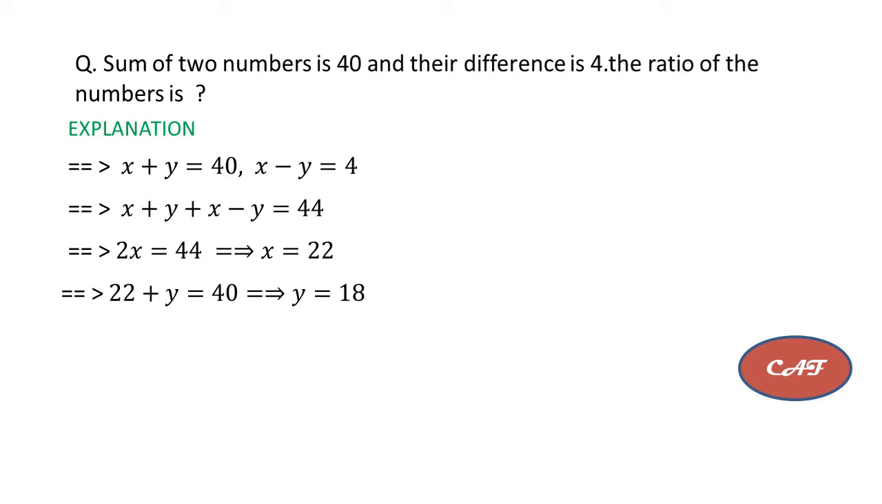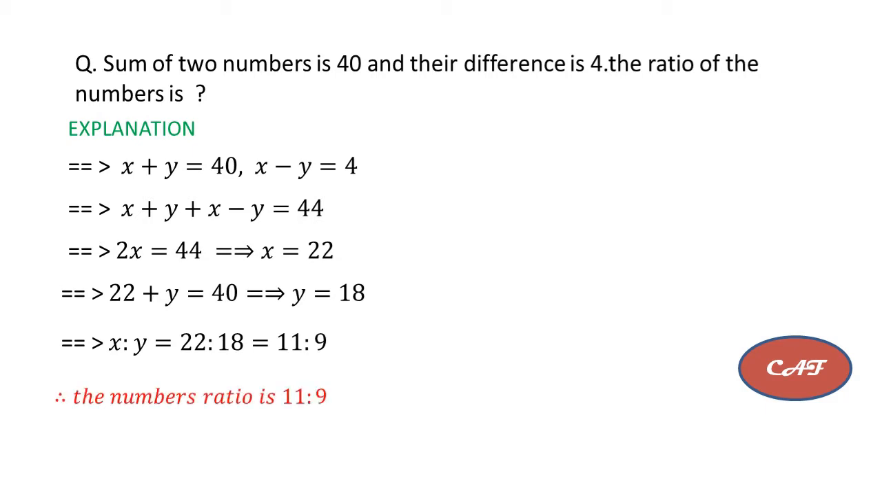They are asking the ratio of those two numbers. x is to y is equal to 22 is to 18. Both numbers are divisible by 2, so I am dividing by 2 on both sides. So you will get 11 is to 9. So the ratio of the numbers is 11 is to 9. Okay.